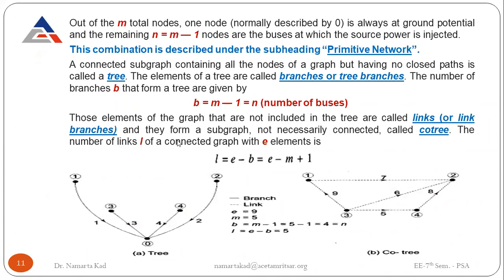The number of links of a connected graph with E elements is given as L equals E minus B. What is B? B is the number of branches, that is the number of buses. It is further equal to E minus B, where B is M minus 1. So putting in the value of B, it comes out to be E minus M plus 1. And what is E? E is the number of elements, 9. So how do you calculate 9?